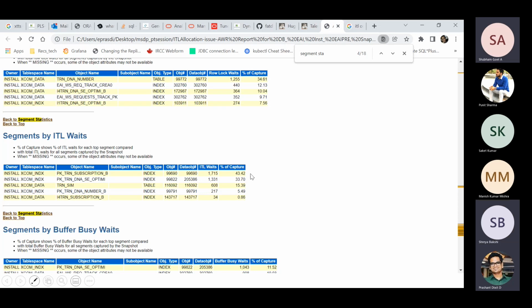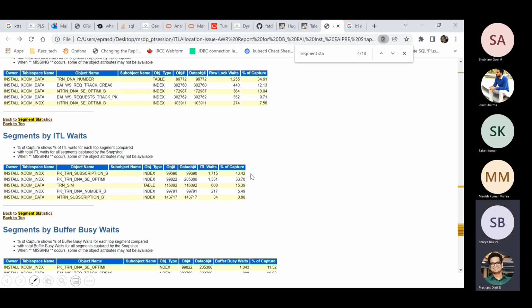So any demerit for this? Means we can set this high for all the tables then? No, there is no point in making it very high, because ultimately you are bringing a hot block scenario if you do it on every block. So to avoid that, only when you're facing an ITL specific problem, go and change the initial transaction list size by using the init trans parameter.